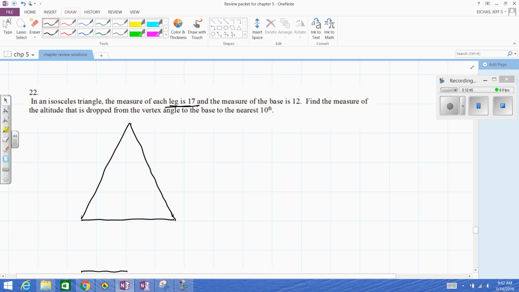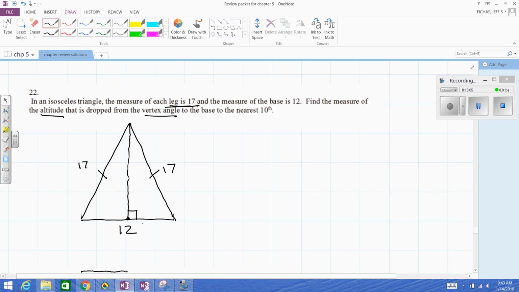Isosceles triangle, the legs are the equal sides. Okay, so those are going to be both 17, and the measure of the base, which could be different than the legs, is 12. Find the measure of the altitude that is dropped from the vertex angle to the base. Okay, so they want to know the length of that, if that's a right angle.